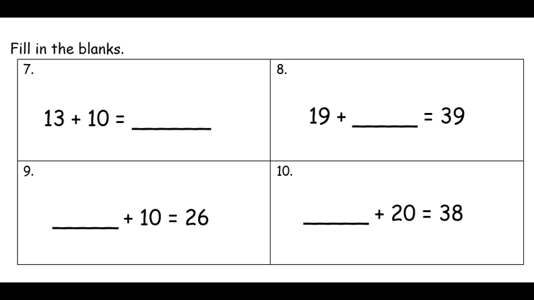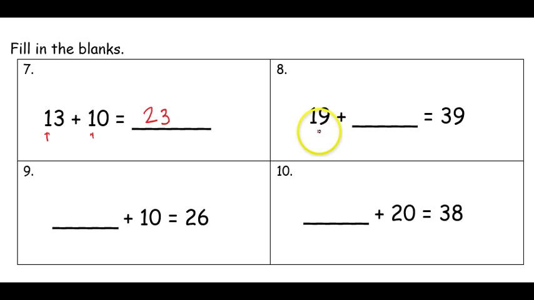And in the last section, we'll use strictly numbers to help us fill in the blanks. The first problem is 13 plus 10. Well, I had one 10 and I'm adding another 10, so now I have two 10s and I still have the three ones. So 13 plus 10 is 23.